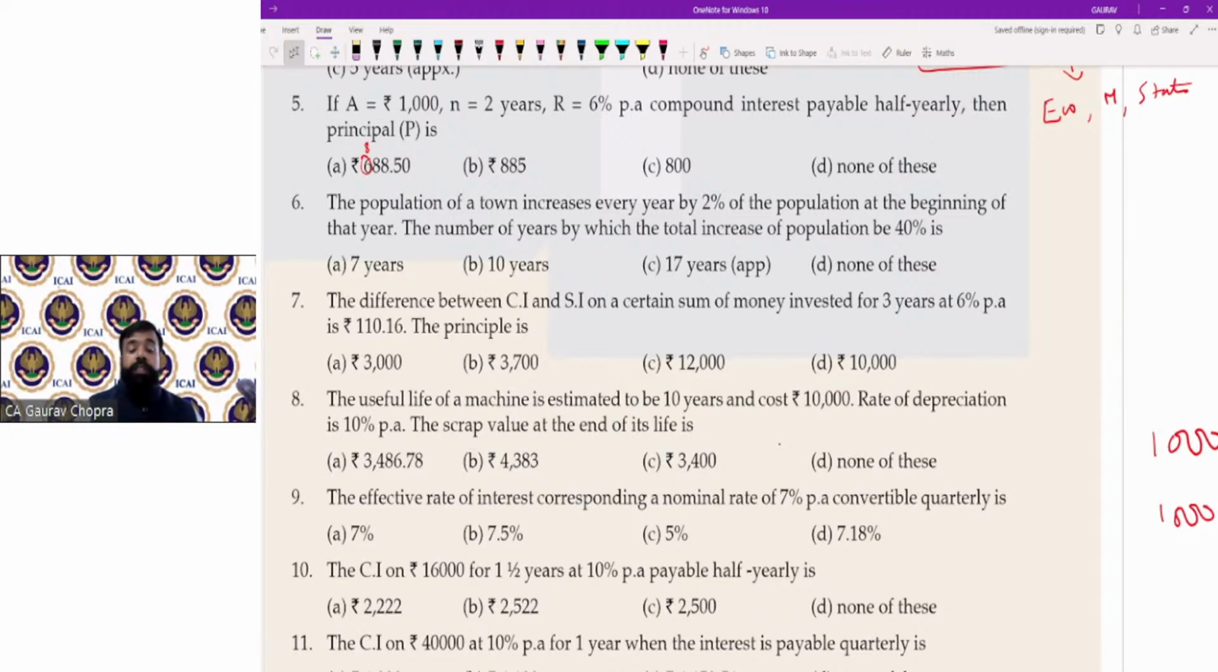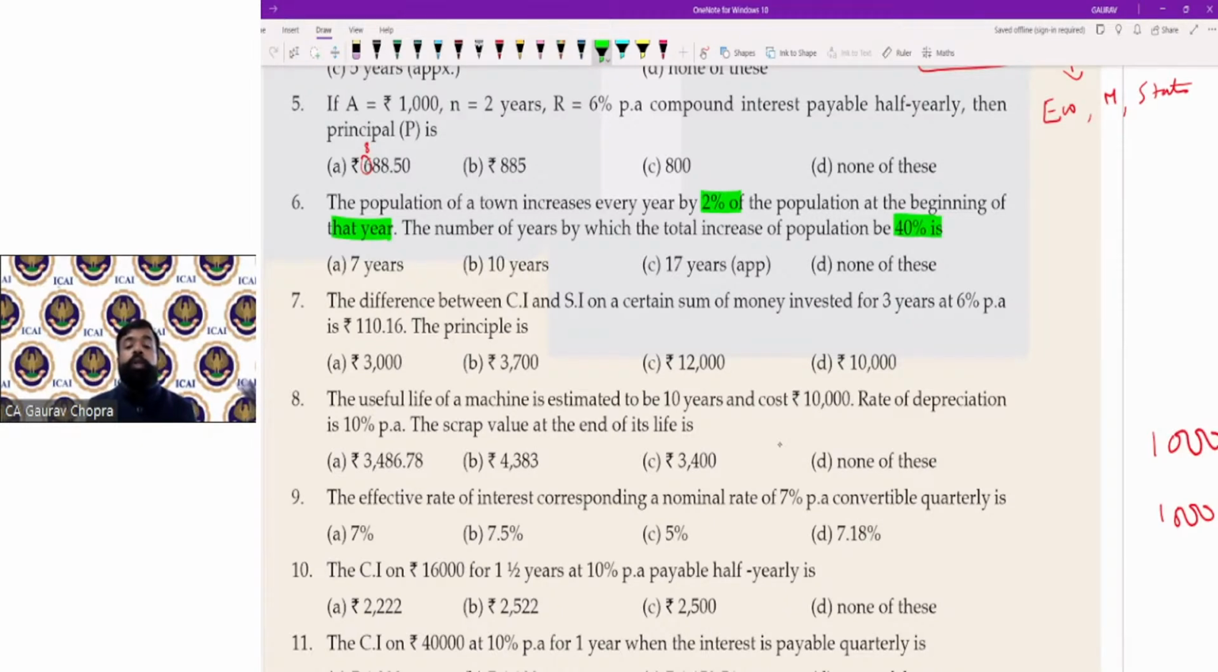Now the next one, 6. Question number 6 is a different question. So let us understand what is the requirement of the question first. It says the population of a town increases every year by 2%. So this is the rate of increase in population. This rate is 2%, and this is at the beginning of that year. So every year, population is getting increased by 2%. Now, the number of years by which the total increase in population would be 40%.